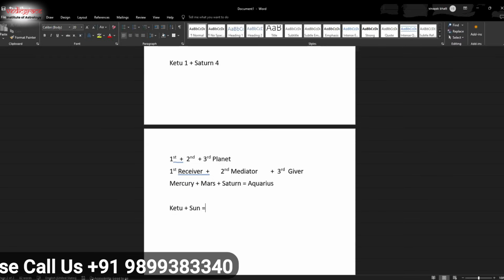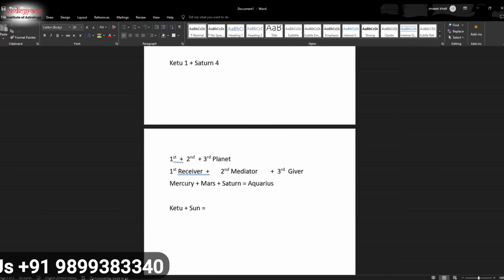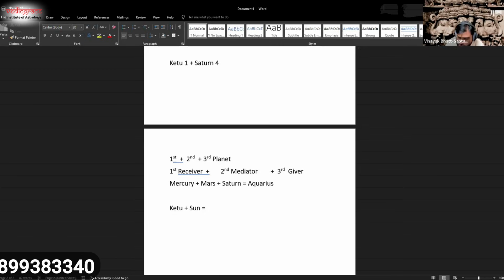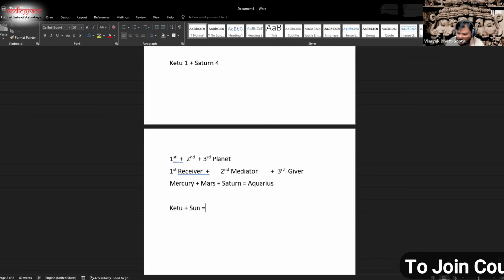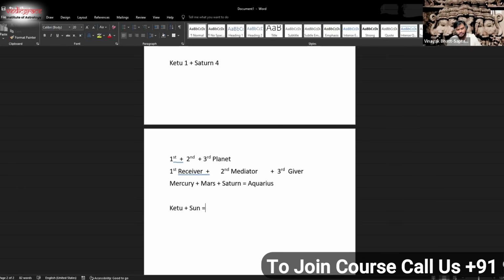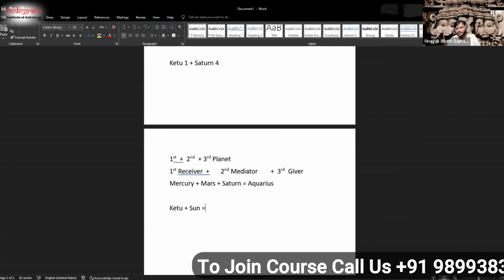Sir, if Sun, Jupiter, and Venus are together then? Sun, Jupiter, Venus, that is a good combination. Actually, as per the Bhrigu Nadi, that can bring a lot of wealth and good fortune, depending on the sign.